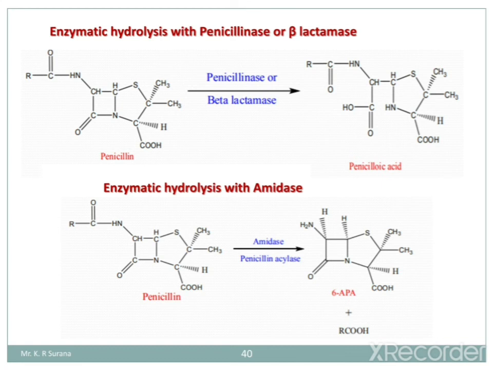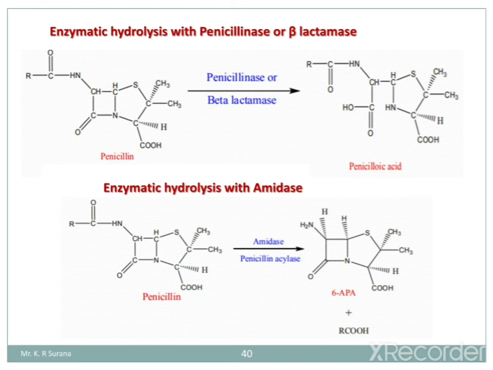Now the enzymatic hydrolysis with penicillinase, or beta lactamase. As we already know, penicillin in the presence of penicillinase or beta lactamase enzyme will give penicilloic acid, which means the beta lactam ring has been broken. Initially in chemistry we have seen that penicillin is broken by the penicillinase or beta lactamase enzyme.